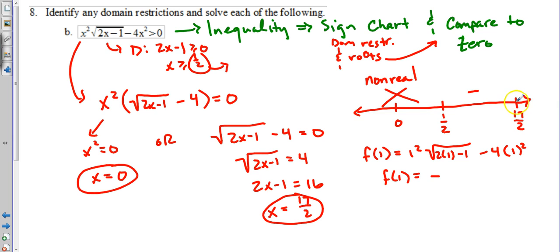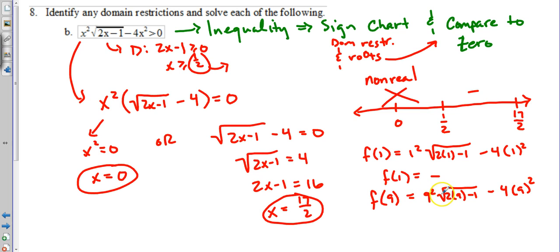Once we cross over this root here, it looks like it's going to come up from beneath the x-axis and cross over at 17 halves because that's a root, and it should be positive on this interval, but I've got to make sure that I check it. So I need a value on this interval above 17 halves. It looks like 9 will be the smallest number that I can plug in there. So f of 9 is going to look like 9 squared times the square root of 2 times 9 minus 1, minus 4 times 9 squared. Again, we're just worried about the sign.